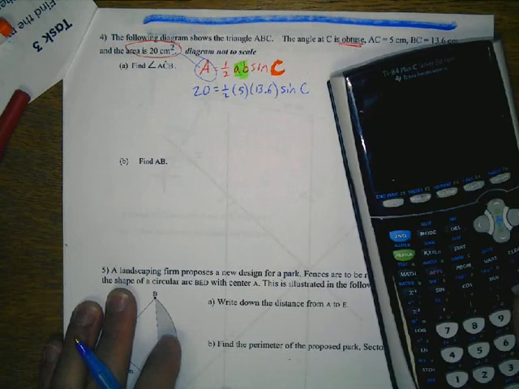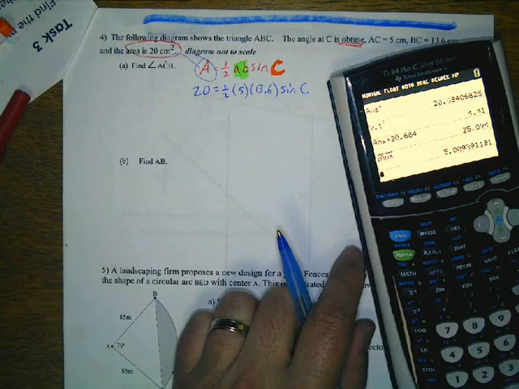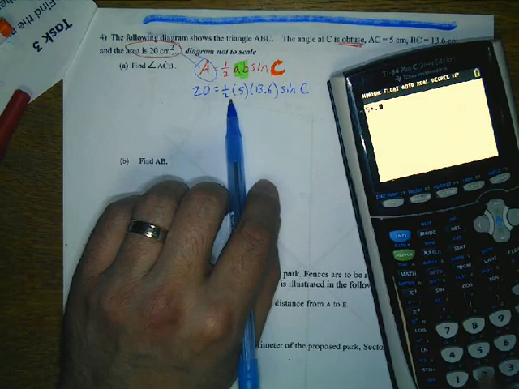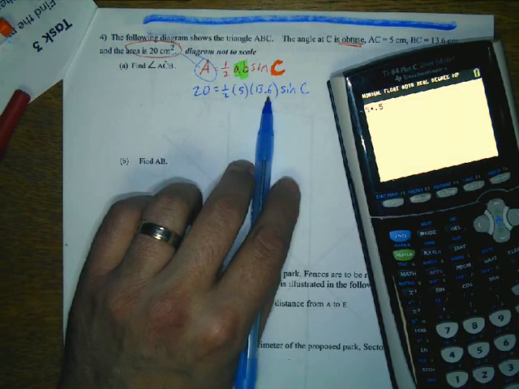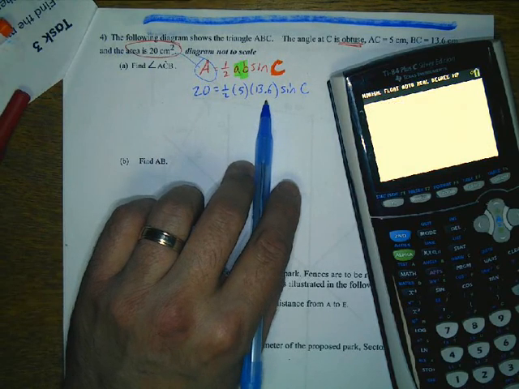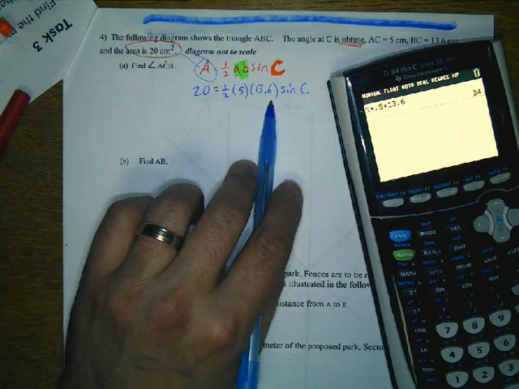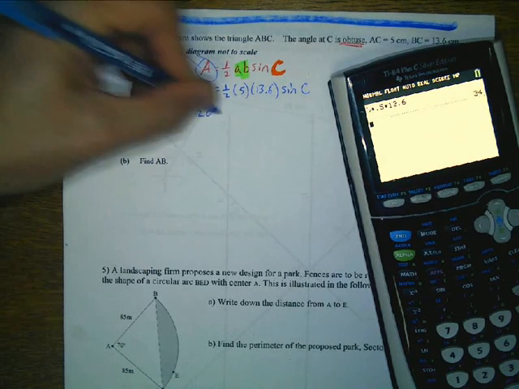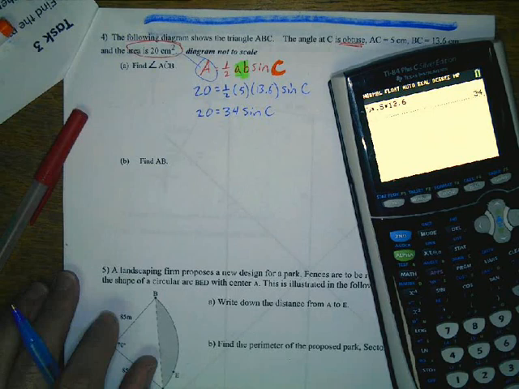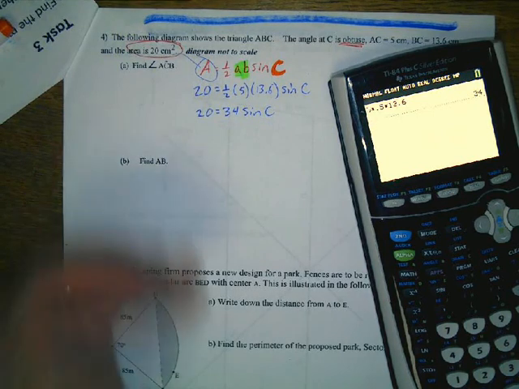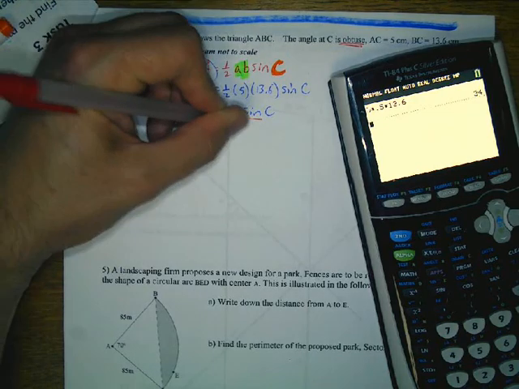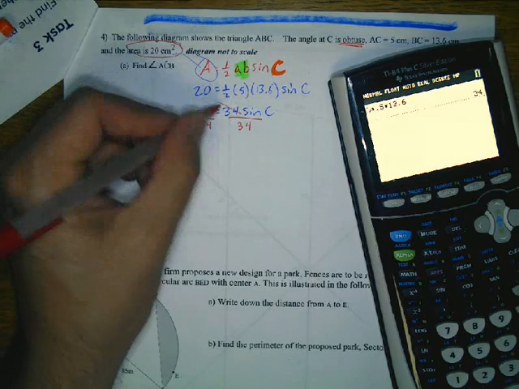Okay, so I've got my calculator here, and I'm going to hit clear. So I'm going to do 5 times 1/2 times 13.6, and I'm going to get 34. So now I have 20 equals 34 sine C. Okay. Now to solve for C, I need to divide both sides by 34. Okay, and that's going to make this cancel out.